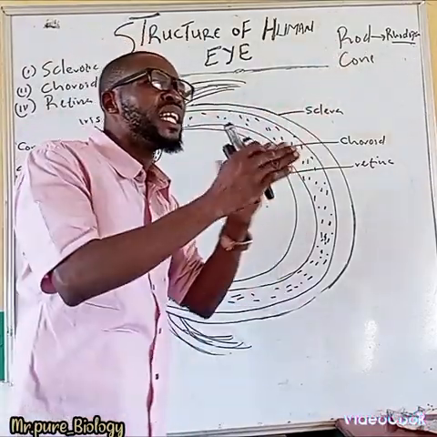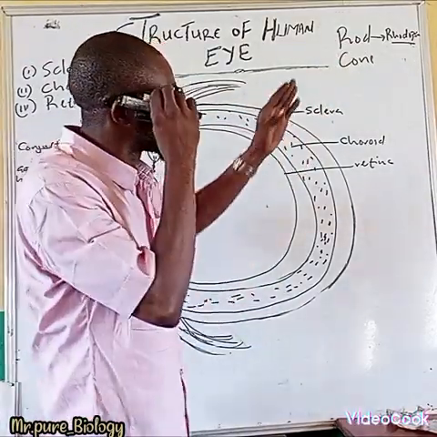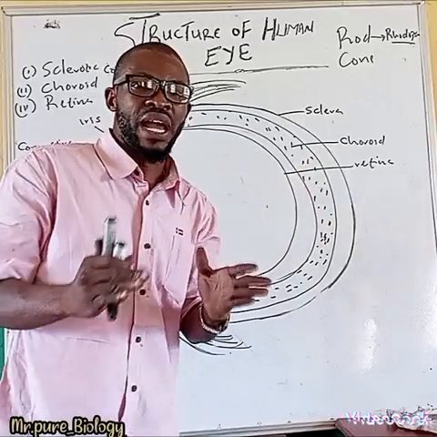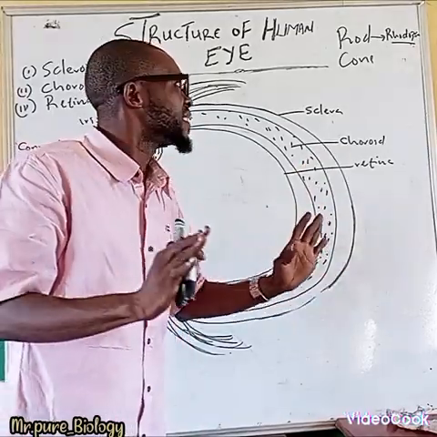It is the rod that only distinguishes between black and white. It is used to see in dim light or in the night. That is what we call the rod.